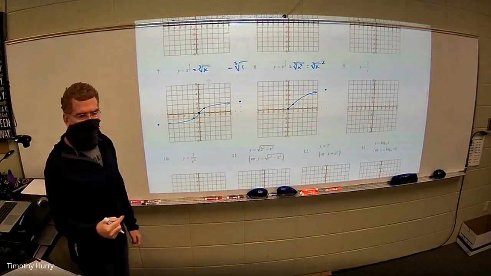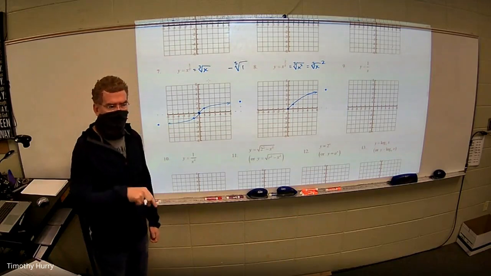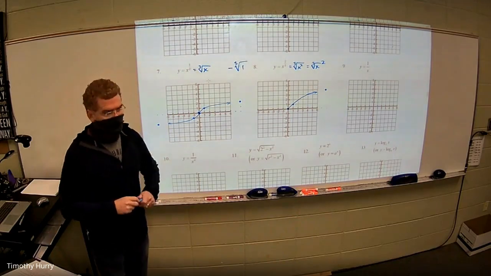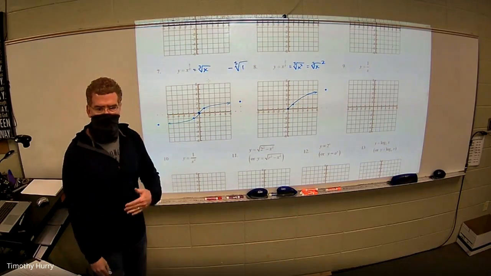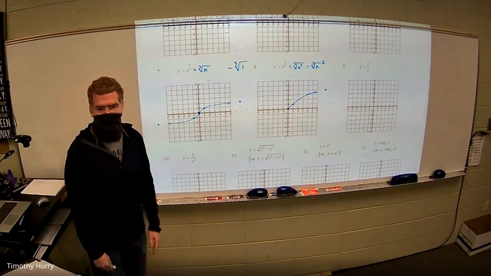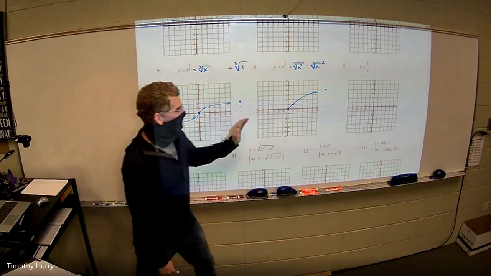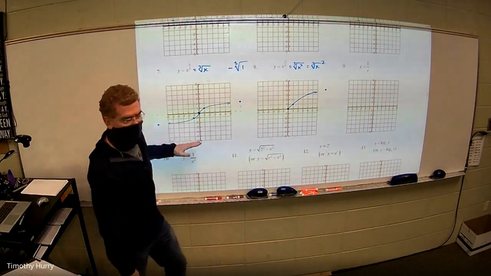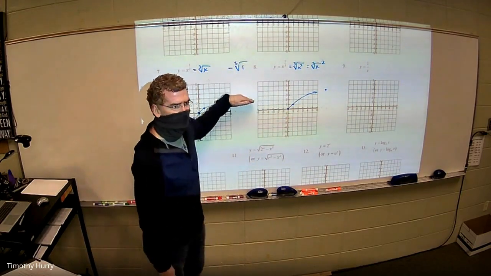Wait, though. What about negative values? Can I plug negatives in there? Yeah. You can always plug negatives in there, but wait, what happens when you square them at the end? They become positive. So this one, instead of being up here and down here like this, it's going to be up here and up here.